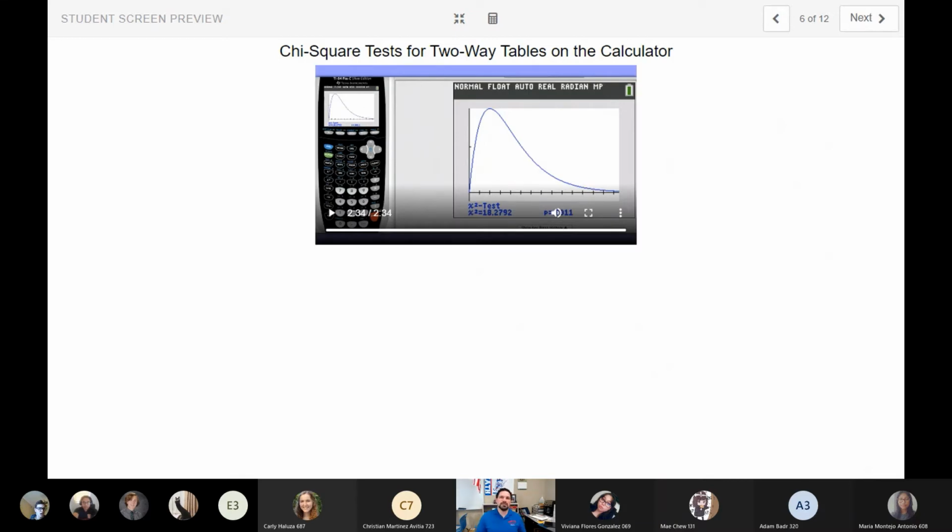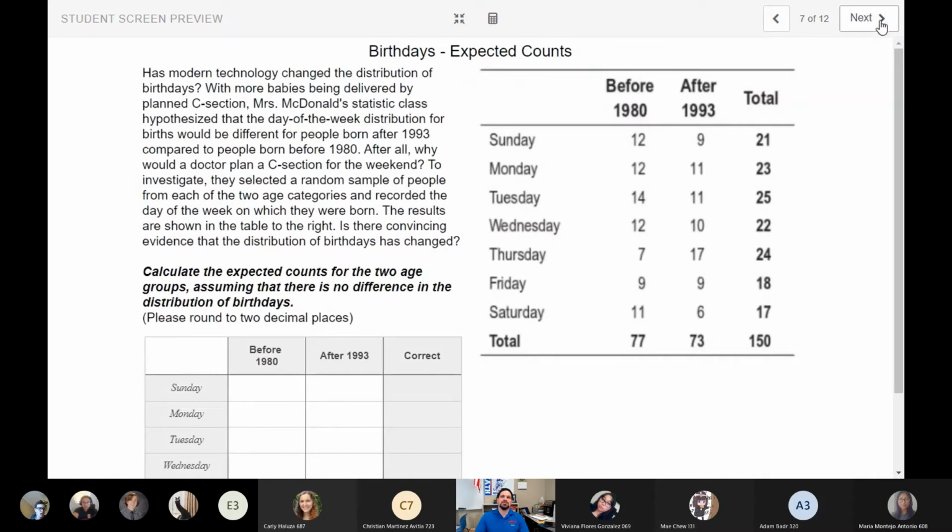All right, so that is a quick look at how to use your calculator to do a chi-square test for two-way tables. This is definitely something I suggest that you practice. You'll have an opportunity to do that today, because being able to do that will save you a bunch of time. So that brings us to the first question.